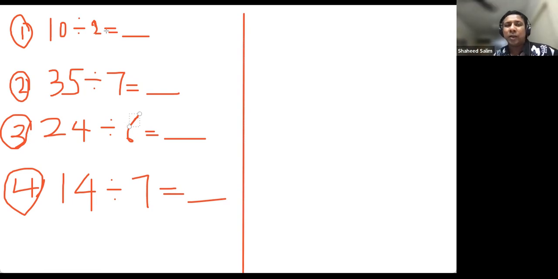And the last one. Right? The last one. 14 divided by 7. You have done a lot. Well done. So you look at the reverse. What times 7 equals 14? Okay. So now we're gonna do now.